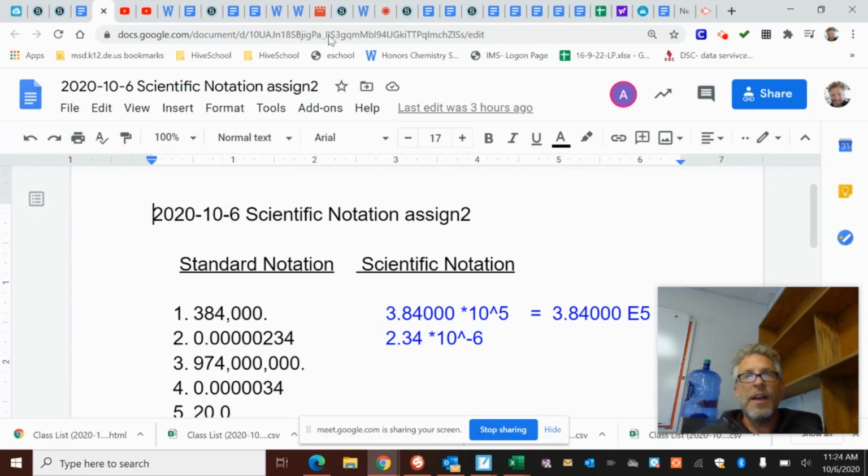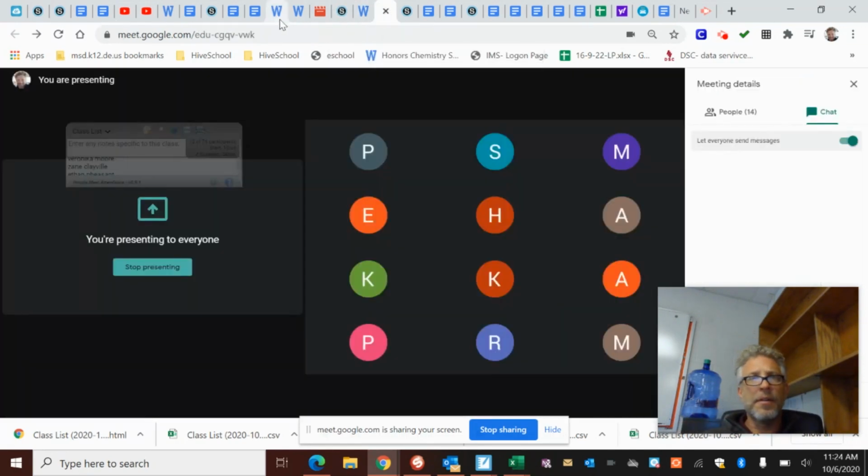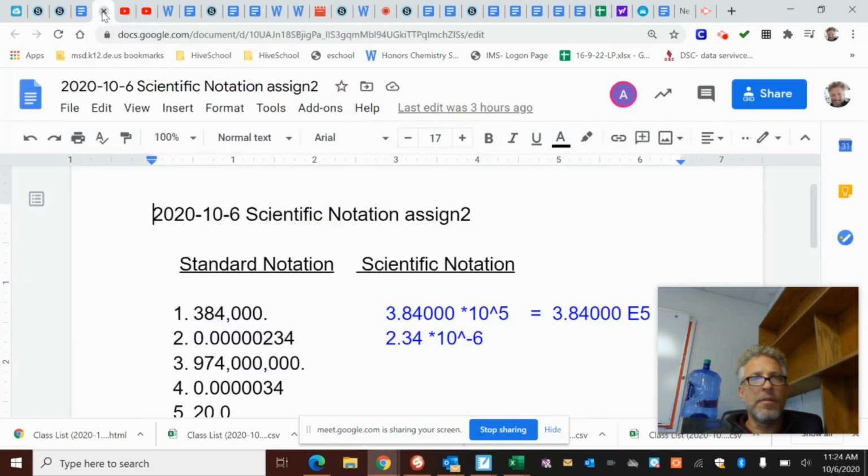So if I have a number in standard notation like this, sometimes you see the period at the end, and sometimes you don't. So 384,000. And I want to put that in scientific notation. First thing I decide is, where does the decimal go? It has to go between the 3 and the 8. So then I ask, how many places does it move? The answer is 1, 2, 3, 4, 5 places.